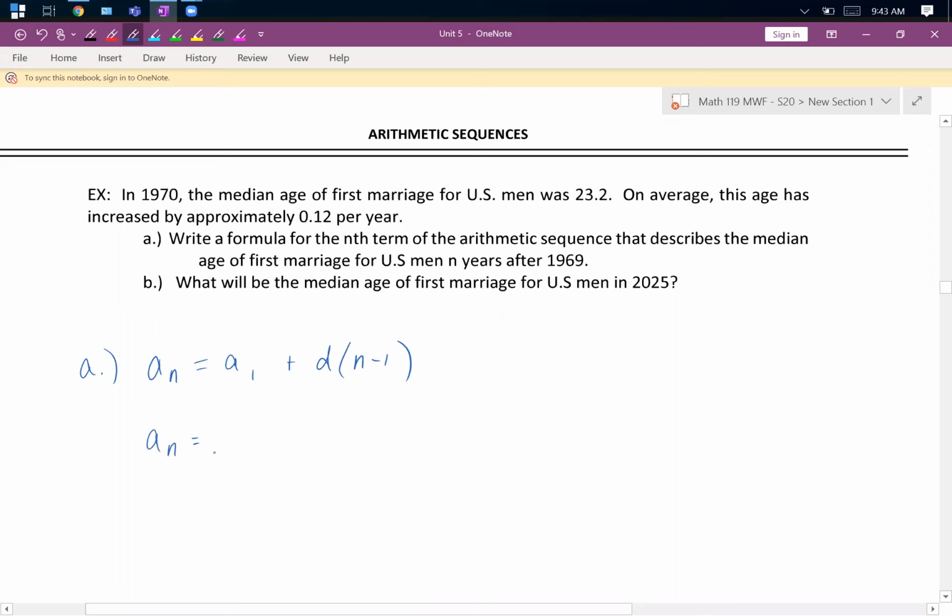So a sub 1, notice how it said that n is the number of years after 1969. So when they give us that age of 23.2 for 1970, they're giving us a sub 1 because that's 1 year after 1969. So we'll have 23.2 plus our common difference. Well, our common difference is what it increases by every time, and it said it increases by 12 hundredths every year. And then we have our n minus 1, and that's it.